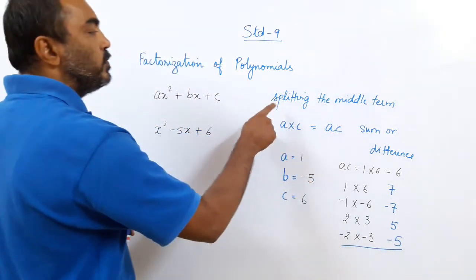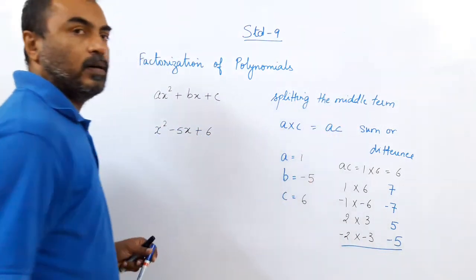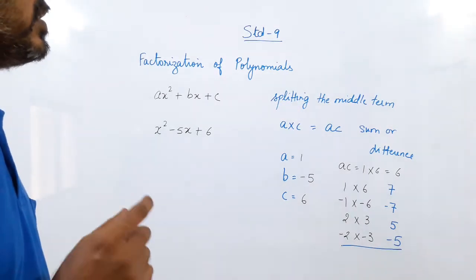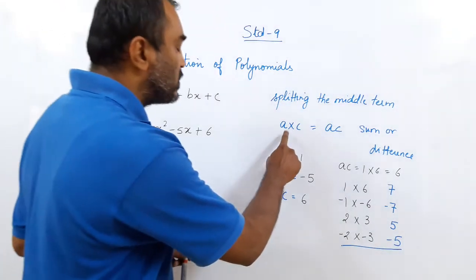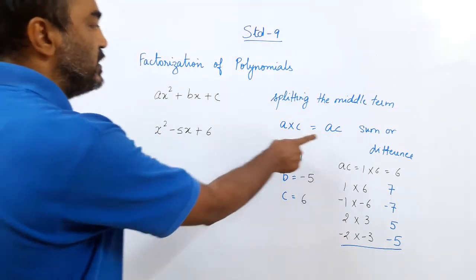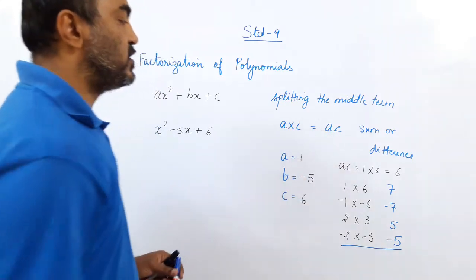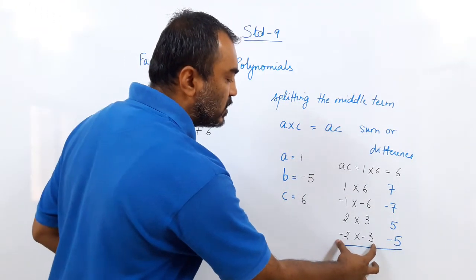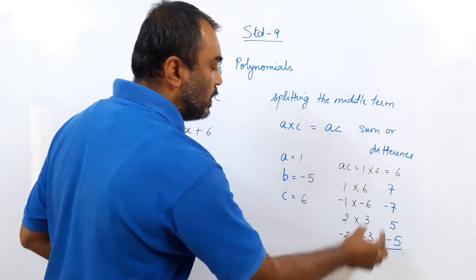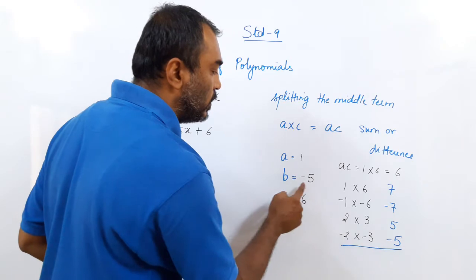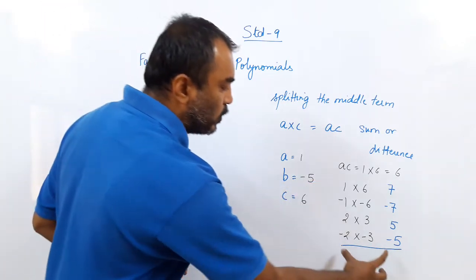So that is the method called splitting the middle term. This method is called splitting the middle term. I should have it in such a way. First I multiply a with c. Here a is 1, so we get only c. But you have to multiply a with c. Find the factors in such a way that the multiplication will give you ac, but the sum or difference will give you b. So out of this we only choose this.